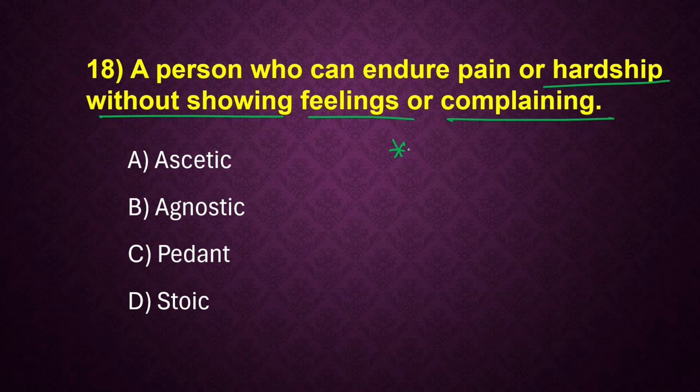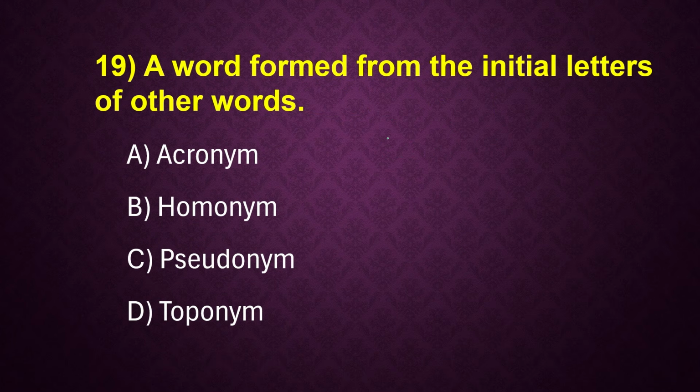Next, a person who can endure pain or hardship without showing feelings or any kind of complaining. Now this one is a very important one, and also a most common one-word substitution. So the correct answer is option D, that is called stoic. A stoic is a person who remains calm and does not complain or show emotions while facing pain, hardship or difficulty. Understand?